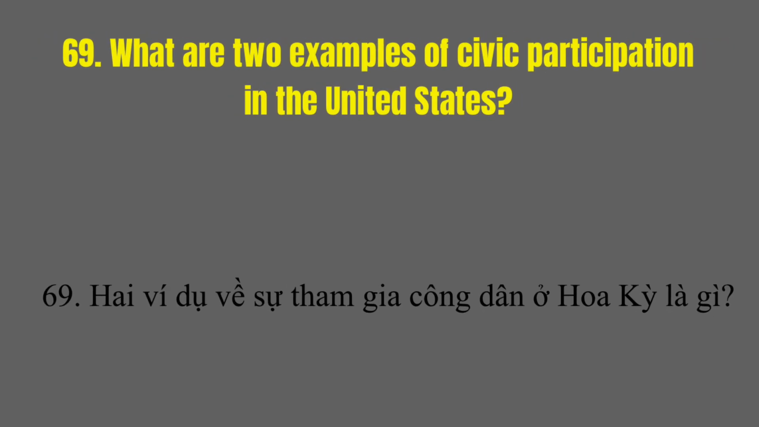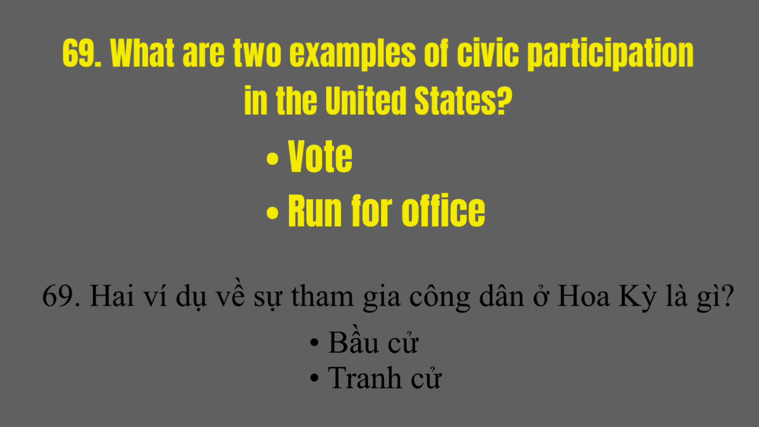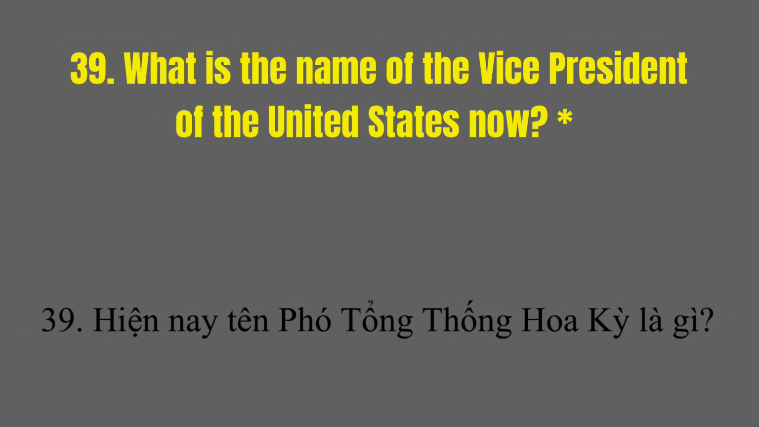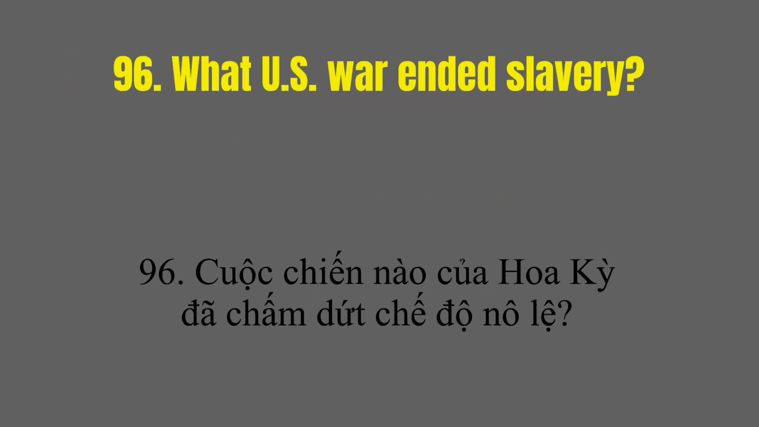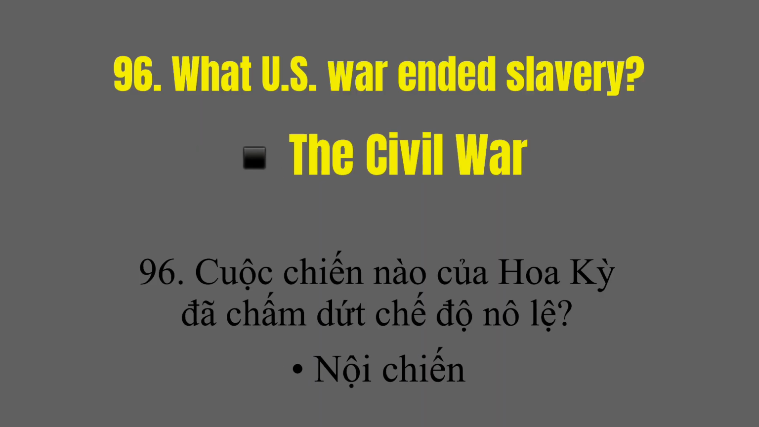What are two examples of civic participation in the United States? Vote. Run for office. What is the name of the Vice President of the United States now? J.D. Vance. What U.S. war ended slavery? The Civil War.